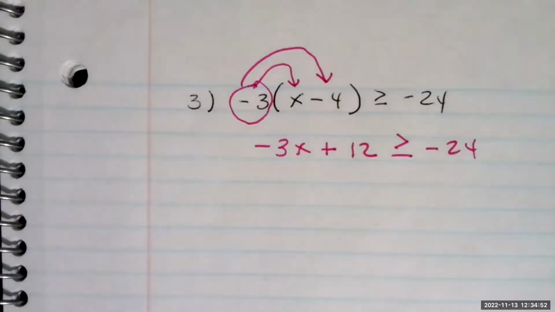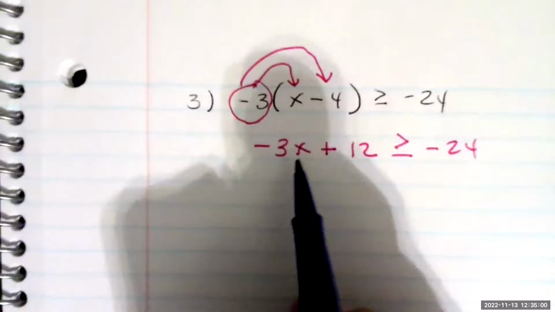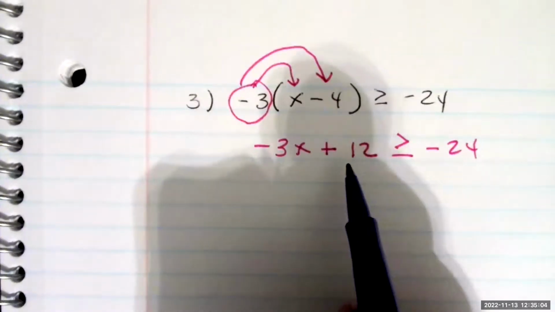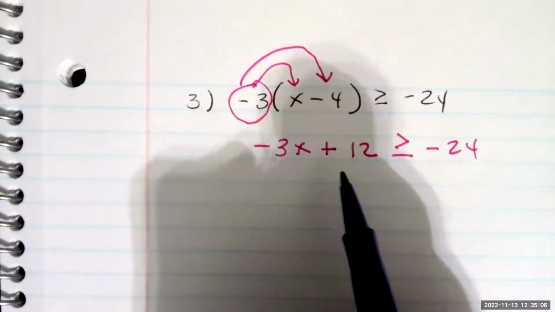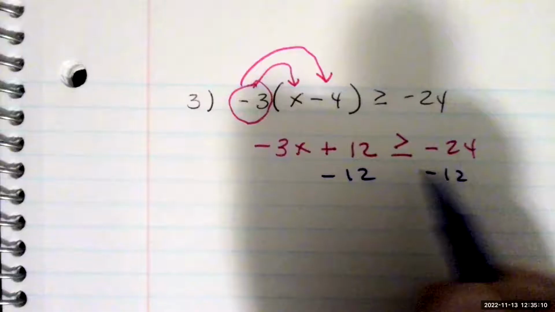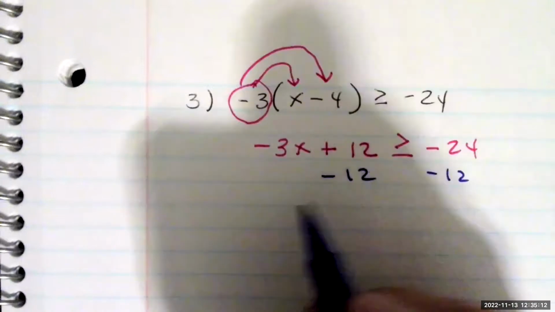All right, so now we ask ourselves, what's our variable? What's being done to our variable? And we want to do the opposite to both sides. So my variable's x, it's being multiplied by -3, and it's being added by 12. When we talk about that, we always get rid of add and subtract first. So I'm going to subtract 12 from both sides. And we're talking about both sides of this inequality.